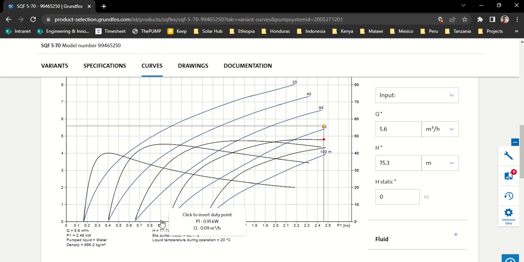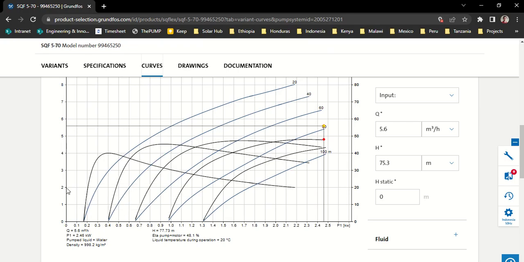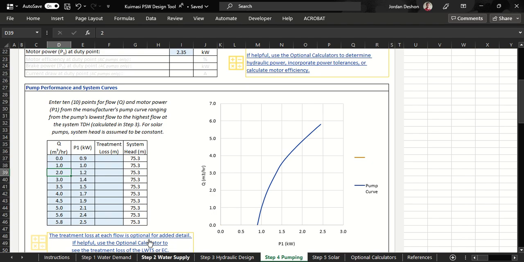So that occurred right about here. And then reading up at 1 cubic meter per hour, we can read over to the 75 mark, and it looks like that's a power of about 1 kilowatt. Let's see what was entered. 1, exactly. Next, we'll look at 2 cubic meters per hour, and again, we'll see where that intersects with the TDH line of 75. Reading over to 75, looks like that's at about 1.2 kilowatts.